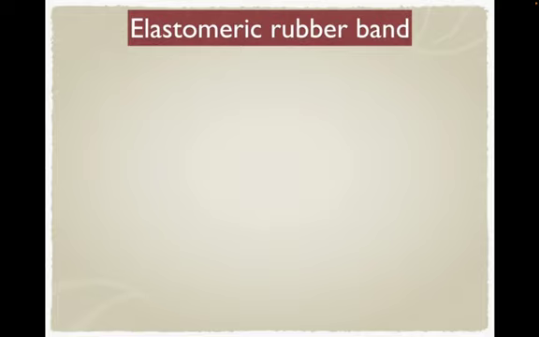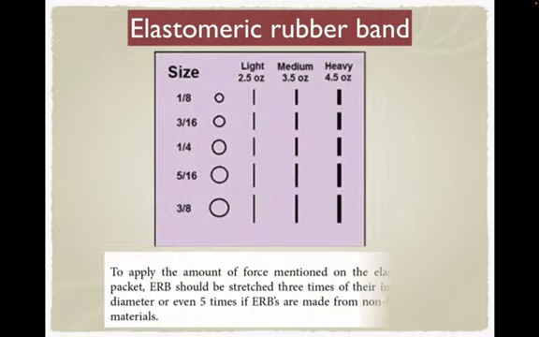Last thing in this lecture today is the elastomeric rubber band, which you use if you're going to use class 2 elastics or class 3 elastics. As you know, in the clinic we have multiple sizes of elastics. You have 1/8, 3/16, 1/4, 5/16, 3/8, and that's measuring the lumen inside the elastics. Then the material and the thickness of the elastics is different, so that makes them generate different amounts of force, which is light, medium, and heavy.